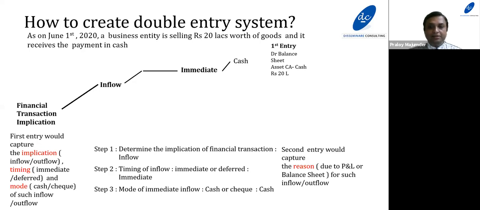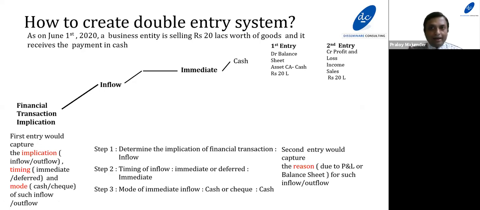What would be the second entry? The second entry, as we know, would be the credit entry. The credit entry would be profit and loss, income, sales, rupees 20 lakhs. Why is it profit and loss? Because it's a permanent inflow and it is on account of sales. Is it clear? So it's very easy to convert a financial transaction into an accounting entry.